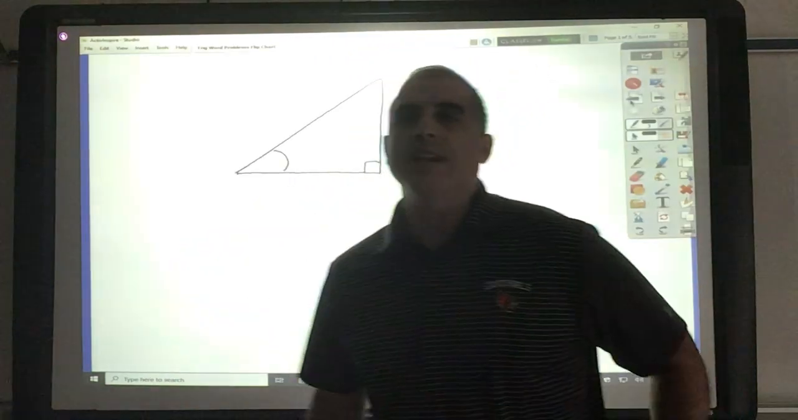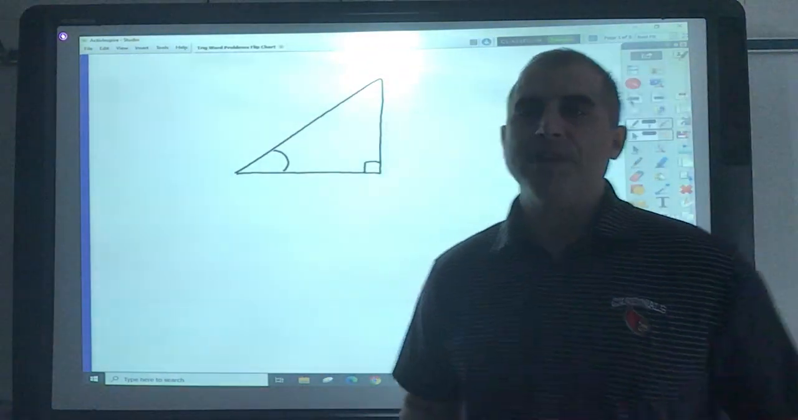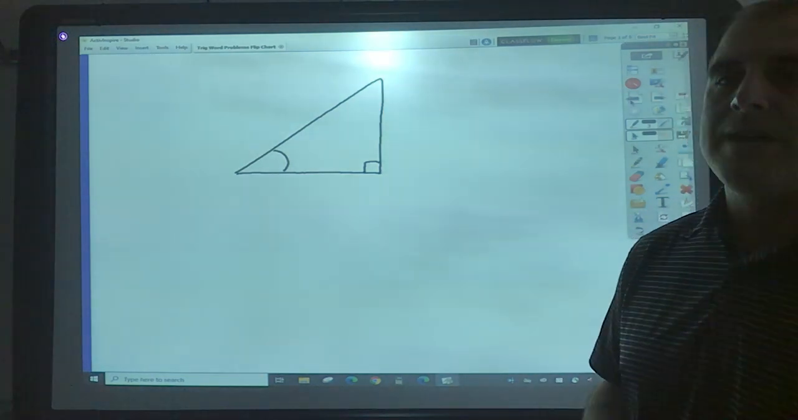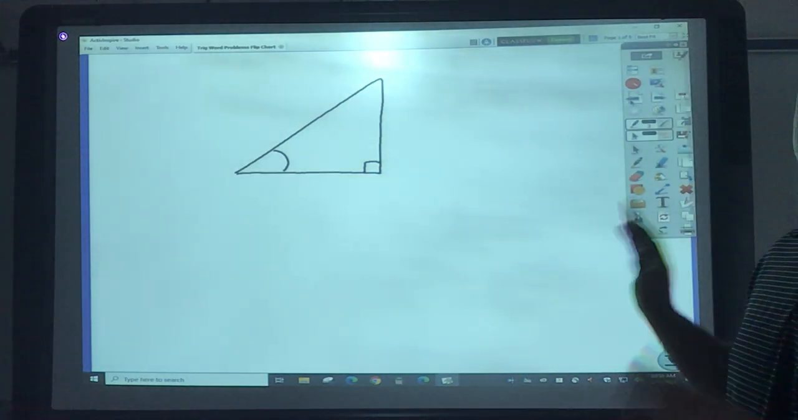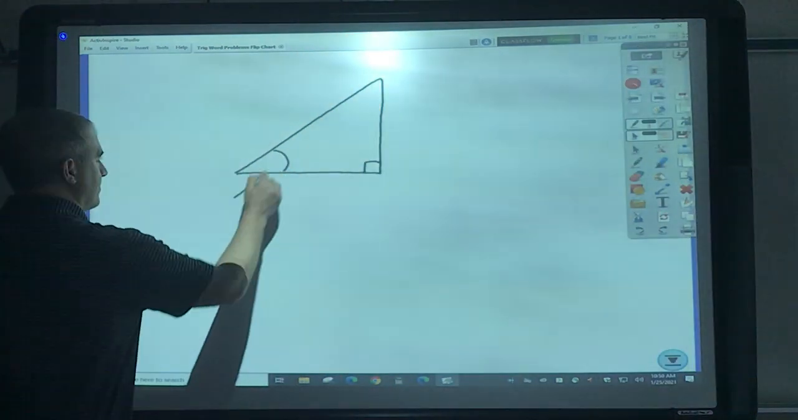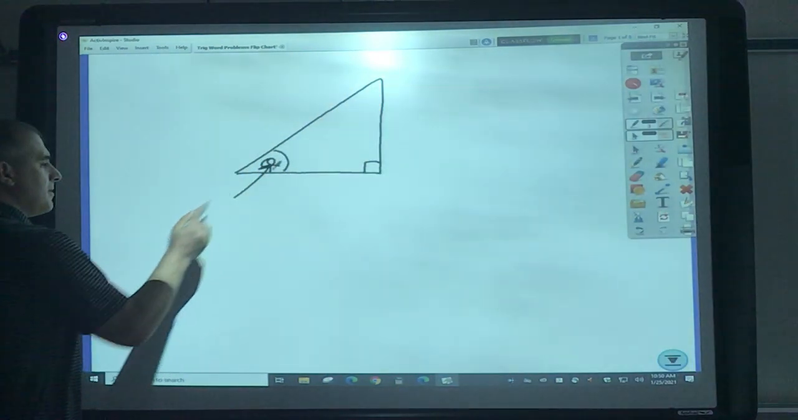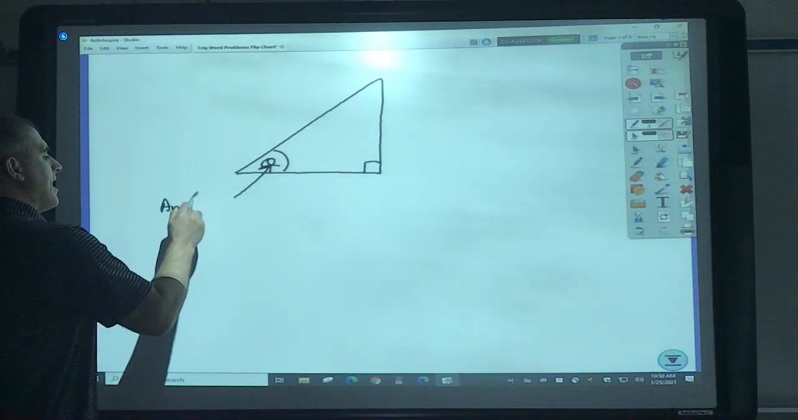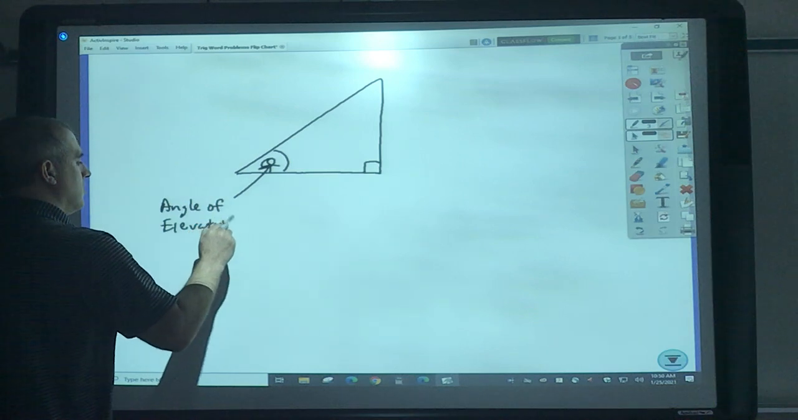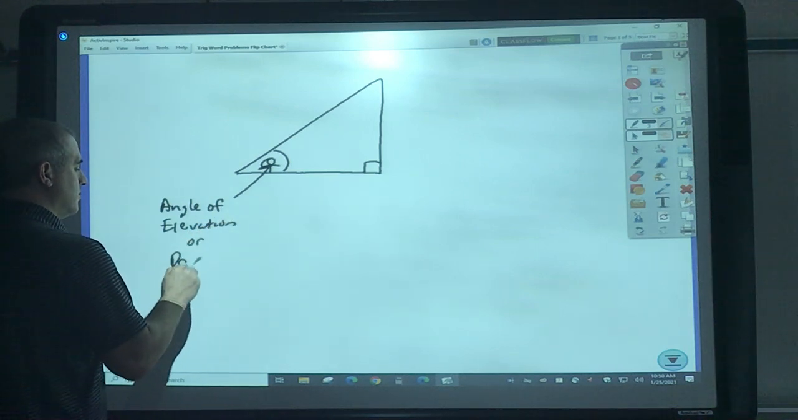Okay, this is going to be the second video, on trig applications. They're going to be all word problems. To make these easy on yourself, draw this triangle every time. Now, this angle right here, our theta, this will be the angle of elevation or the angle of depression, okay?